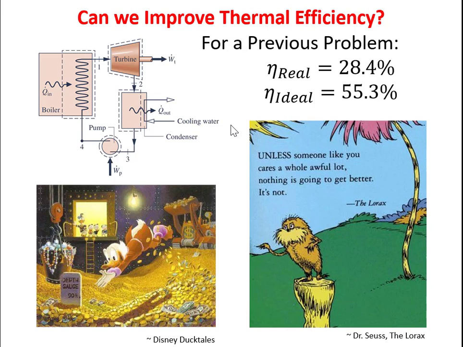We added a reheat to this cycle in the last example, and we increased the efficiency from 28% to 29%. But maybe there's things that we can still do to improve our efficiency. And remember, we like to improve our efficiency because it means that we save money and we reduce emissions.